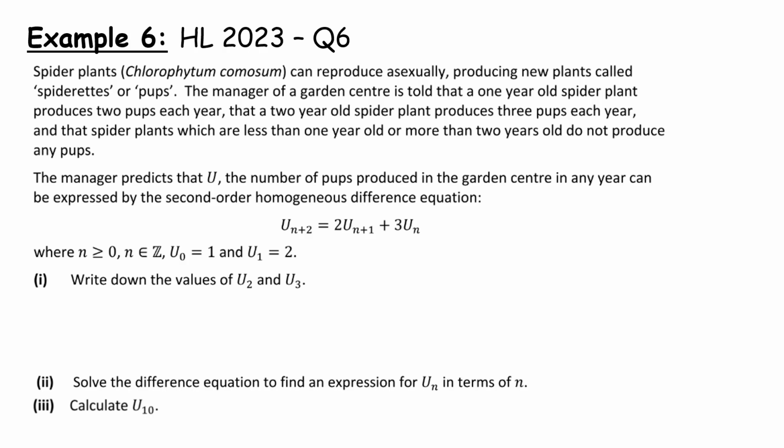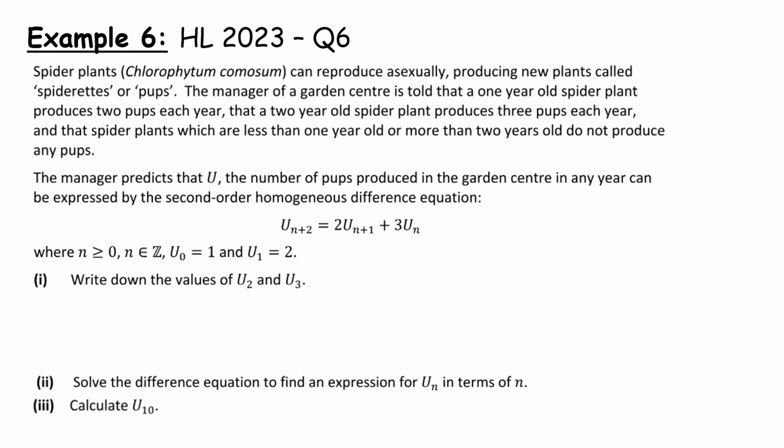It's really important that you understand in these questions what elements of the homogeneous difference equation you can pull through to the second part and what needs to change. So we're going to work through this first half, this homogeneous piece first, and then we'll link it to our non-homogeneous. So we have spider plants that can reproduce asexually, producing new plants called spiderettes or pups.